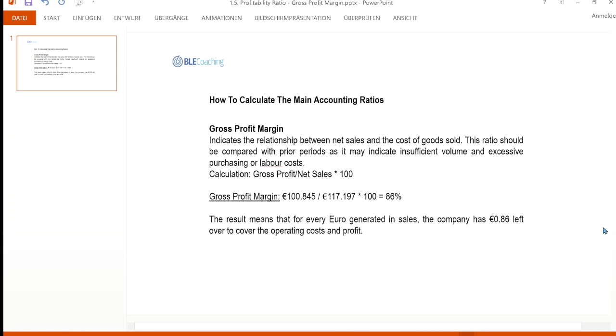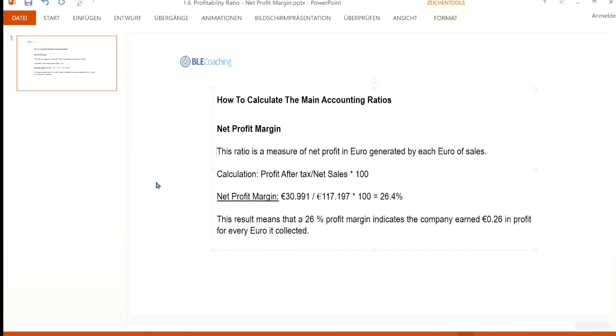So with this result, it means that for every euro generated in sales, the company has made 86 cents left over to cover the operating cost and the profit. Net profit margin is another ratio to work out the profitability ratios. This ratio is a measure of net profit in euro generated by each euro of sales.